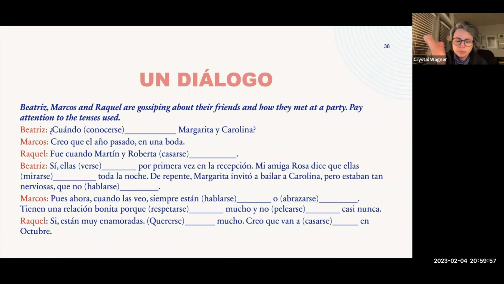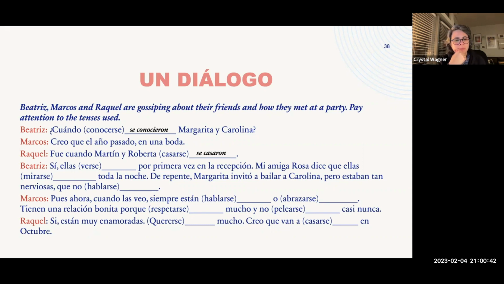So, tres amigos, three friends, Marcos, Beatriz, y Raquel, están chismoseando or chismeando or gossiping about their friends and how they met. Pon atención a los tiempos. Pay attention to the tenses. Beatriz dice, ¿cuándo se conocieron Margarita y Carolina? Marcos dice, creo que el año pasado, en una boda. Raquel, fue cuando Martín y Roberta se casaron. And if we remember, casarse is to get married.